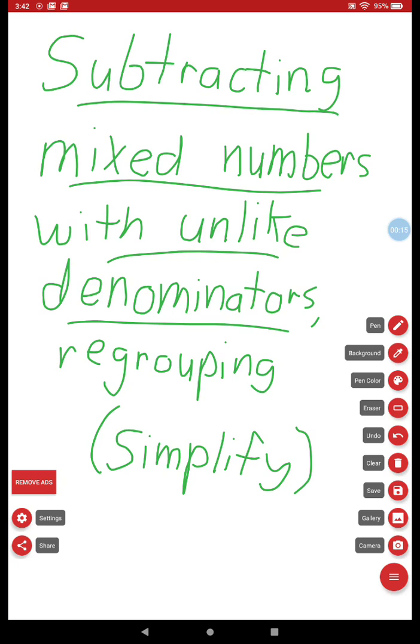Now the title of your worksheet says regrouping, but when I was just working through the problems myself, I noticed that actually none of them need regrouping. So it's just a little typo. No regrouping on this one, but we are still going to have to simplify. So it's going to be very similar to what you worked on yesterday. So let's look at one example today.